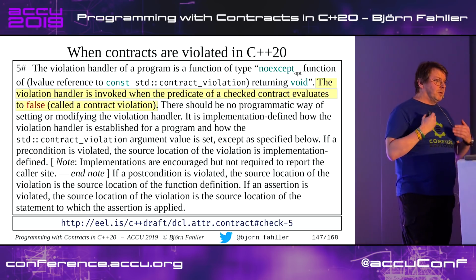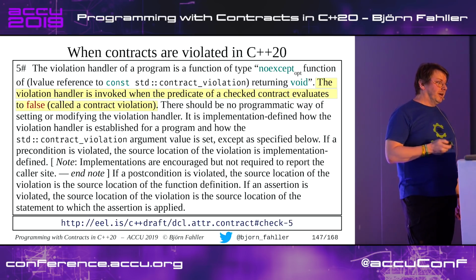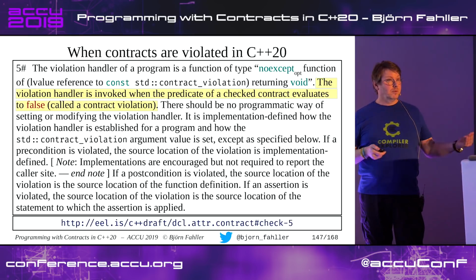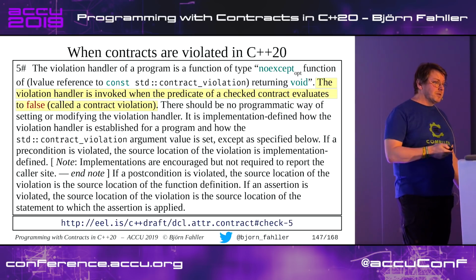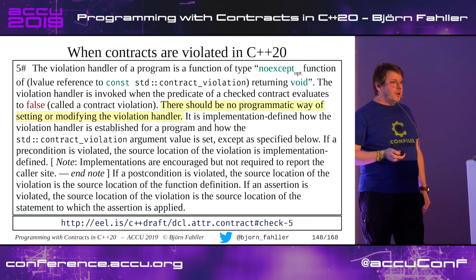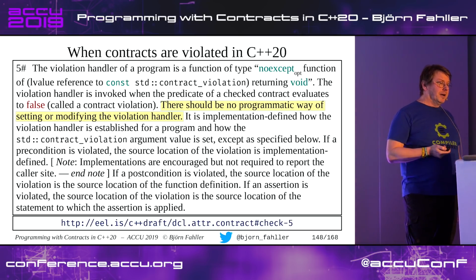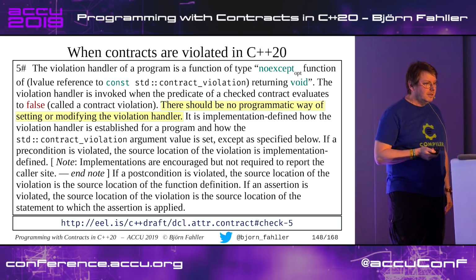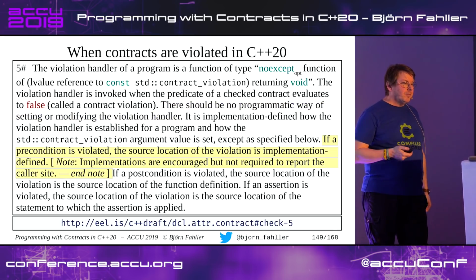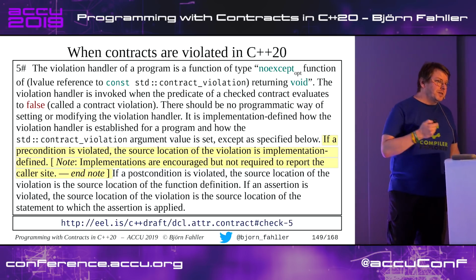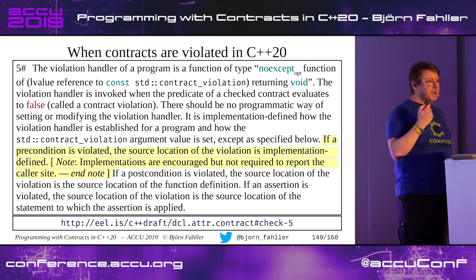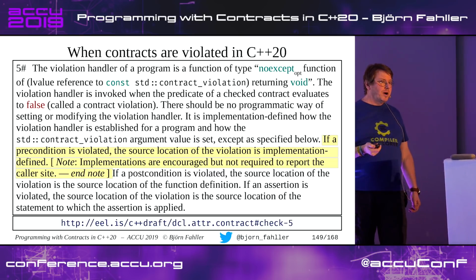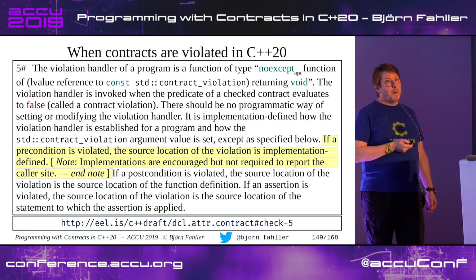The violation handler is invoked when the predicate of a contract evaluates to false, so it's a contract violation. There's absolutely no need to call it when we are within the bounds of the contract. There shall be no programmatic way of setting or modifying the violation handler. Oh, cool. If a precondition is violated, the source location is implementation defined. Implementations are encouraged but not required to report the caller site.